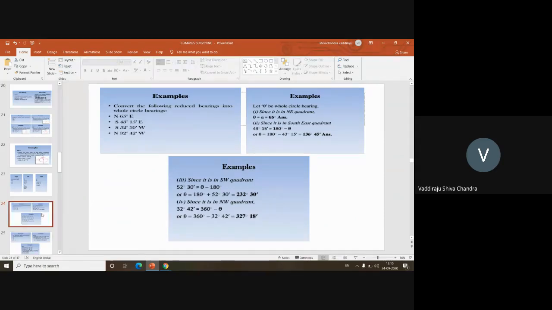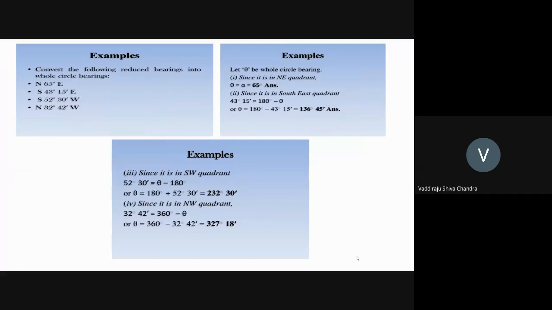Now let us see another one. Convert the reduced bearings into whole circle bearings. North 65 degrees east. So which quadrant is it? 65 degrees is the angle. It is in the first quadrant, between north and east. So when a line falls in the first quadrant, what will be its whole circle bearing?